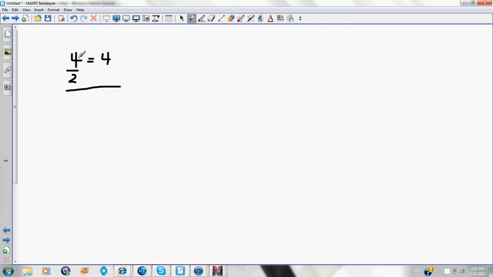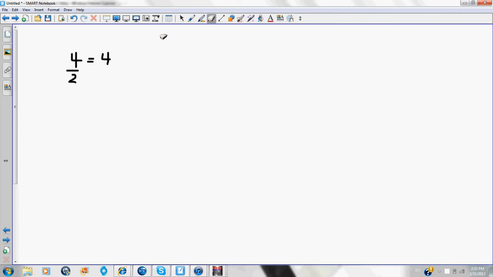Now we've got 4 divided by 2 is equal to 2, which is equal to, and we bring this straight down, 4. That's not a true statement. See, by doing something to one side of the equation but not doing it to the other side, it resulted in an untrue statement. So let's get rid of this and let's try again.